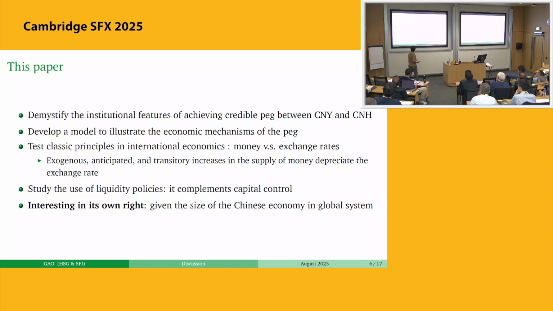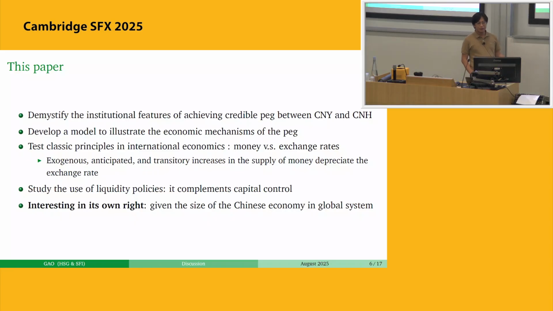The peg management of the Chinese policymaker or government. It demystified the institutional features of achieving a credible peg between the onshore and the offshore currency, and it developed a model to illustrate the mechanism behind the peg and test, using these very special settings, some classic principles in international economics linking money and exchange rate. The finding is very interesting: an exogenous, anticipated, and transitory increase in the supply of money depreciates the exchange rate. That's what Saleem has been talking about. Also, there's a study about the usage of the liquidity policy, and it turns out it serves as a complement of capital control. This is also very interesting.